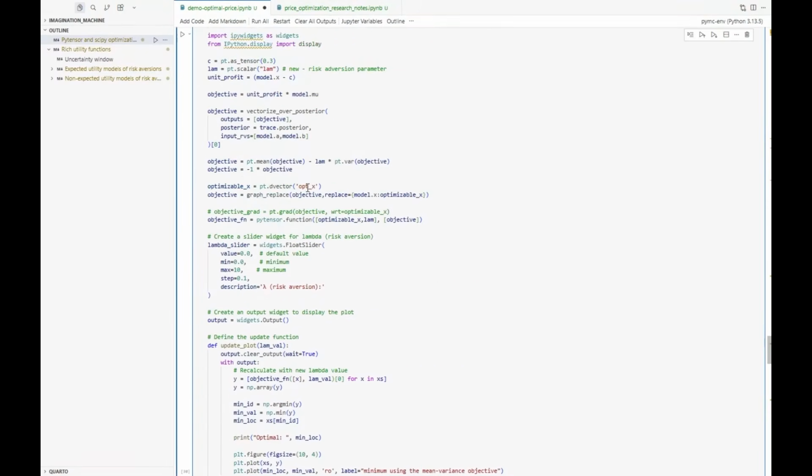So mean variance is nice. It's super easy to implement. It's just an extra line when you are saying take the average. You say take the average minus a penalty for variance.